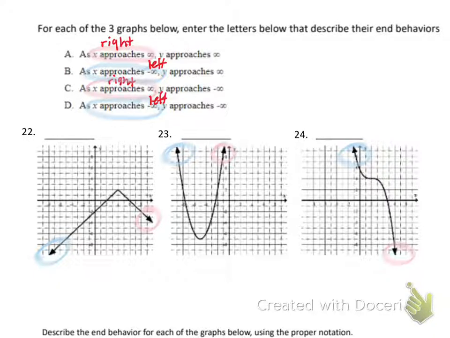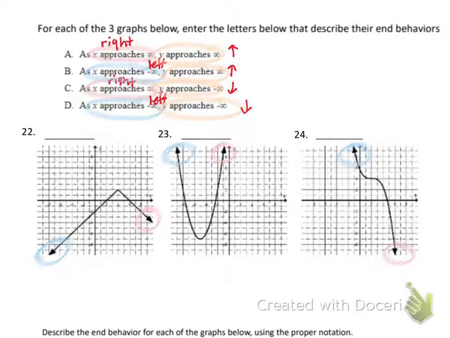Left, left. Okay, so that first part says which side of the graph am I looking at. Then I have to decide your y value, right? Where is it going? So y approaches infinity. That would mean for these two that your arrow is pointing up. Okay? If you say y approaches negative infinity, that would mean the arrow is pointing down.